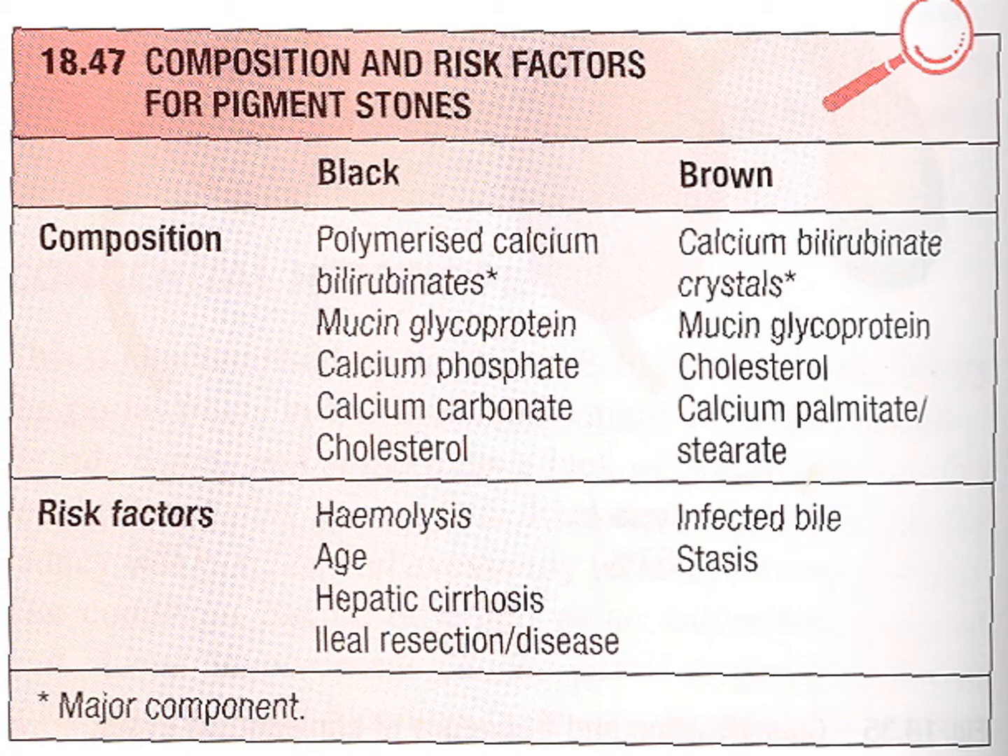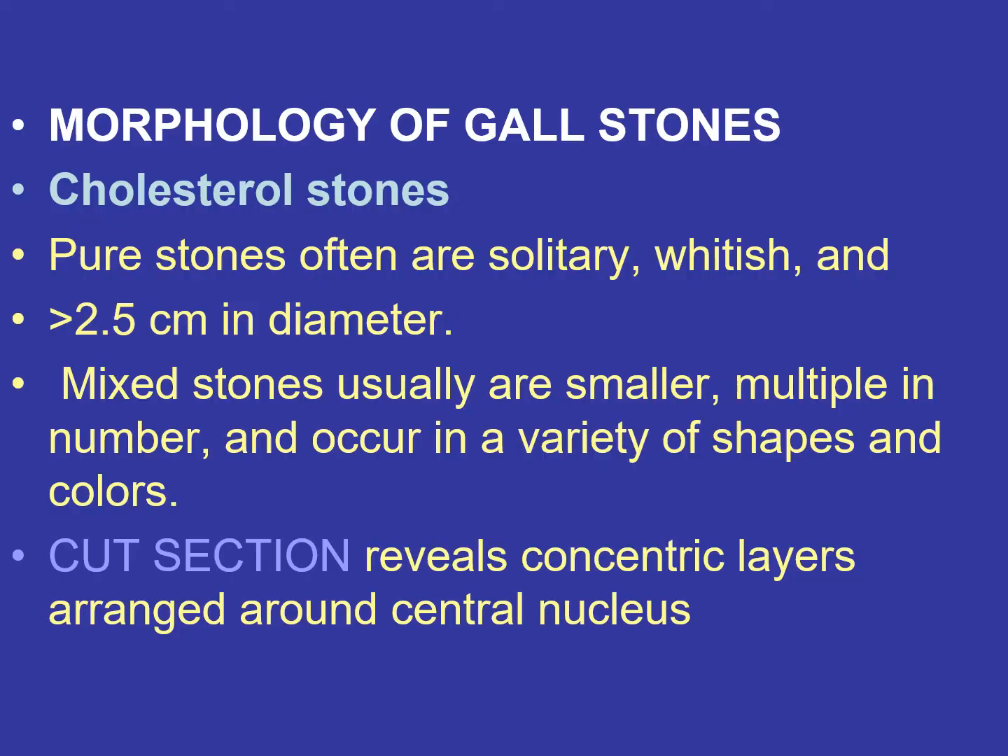The risk factors: hemolysis, which leads to excessive delivery of bilirubin, plus age, hepatic cirrhosis, and earlier resection. The brown stones are because of infected bile and stasis. These are the major contributions to the black and brown pigment stone formation in the biliary tract.